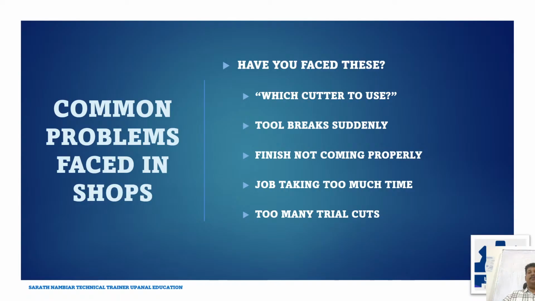What's the problem? The tool breaks suddenly, or the cutting sound becomes rough, spindle load becomes high, or the finish is not acceptable, or the operation takes too much time. Then what happens? The machine has to be stopped, the cutter has to be changed, the feed has to be modified, and then again we are trying. This trial and error method wastes time.